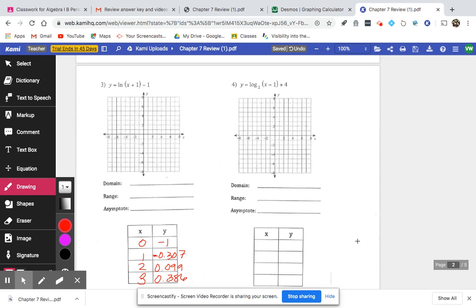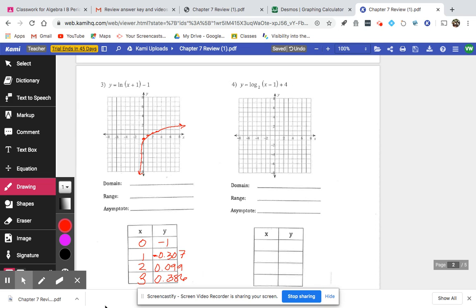Let's plot up these points. 0, -1 right here. 1, -0.307. It's going to be right about there. 2, positive 0.099, excuse me. It's going to be right there. And then 3, and then -0.386. So right about there. So I'm going to go ahead and connect these dots. And you may need to use Desmos or something to help you graph to see the rest of this graph, how it looks, or use a graphing calculator if they gave you a graphing calculator link for online.